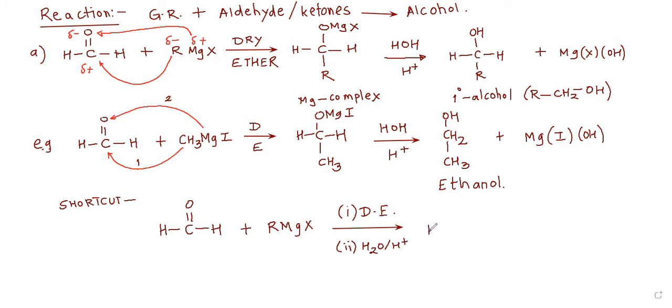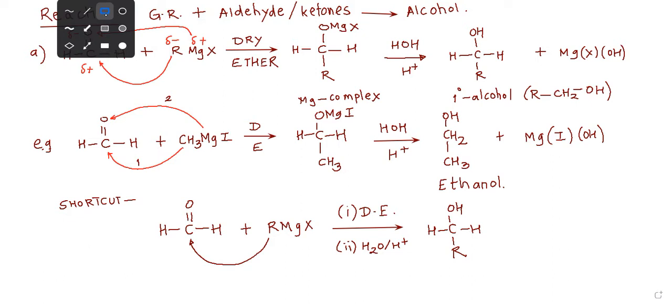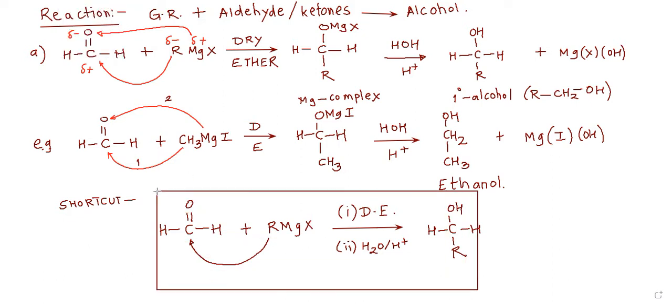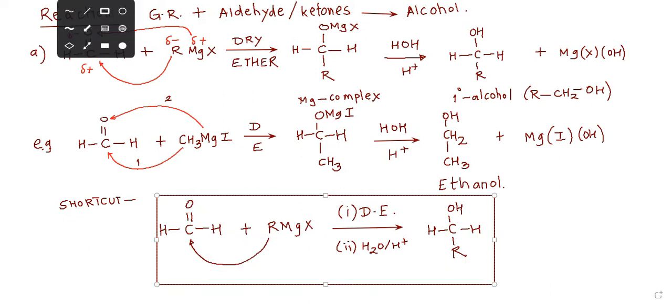So you just add both the sides and then write the final product. Send R here and make O as OH. This is called the shortcut. Have you understood everyone? Yes, sir. This is the quick thing.